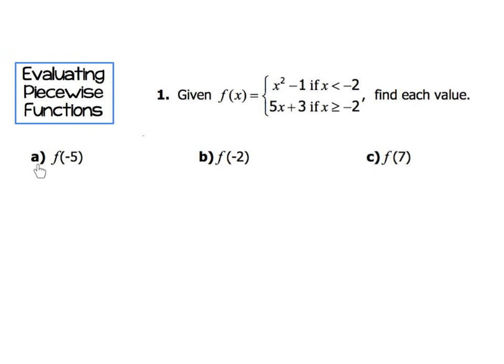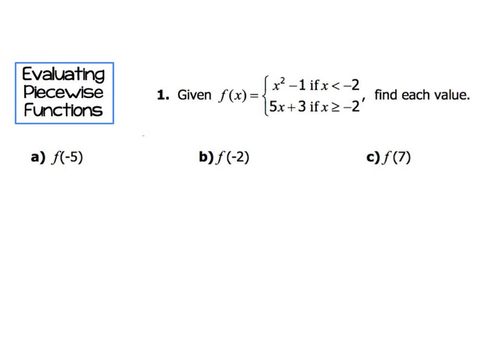If we're given this piecewise function, we want to find each value. For part A, we're saying f of negative 5. So we want to know the output of the piecewise function when our input is negative 5. When x is negative 5, which one do we want to use? We look at our domain. This one's saying when x is less than negative 2. This one's when it's greater than or equal to negative 2. Well, negative 5 is less than negative 2, so we're going to use this function right here.